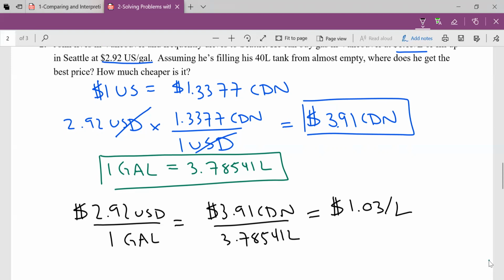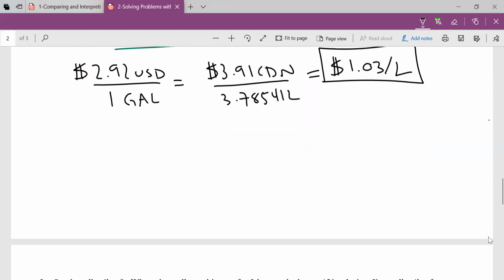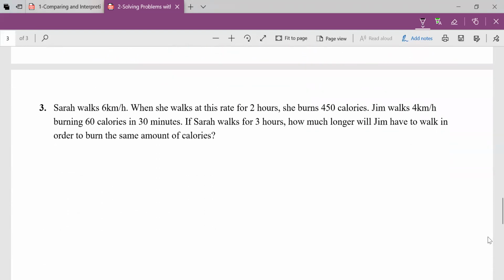Okay, where's he getting the better price? Well, in Canada, he's paying $1.13 a liter. So guess what? John's saving a little bit of money when he goes to Seattle. Hey, nothing wrong with that. Okay, so again, converting that time monetary units.